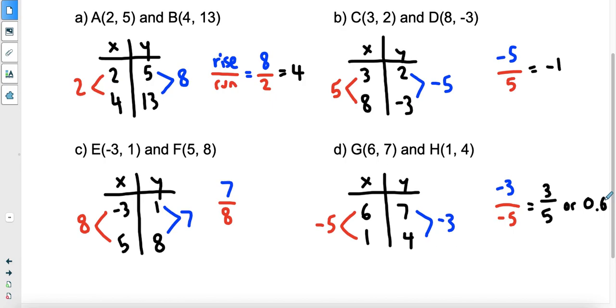And there we go. So we saw how we could find the slope or the rate of change between 2 points using both a graph and a table of values.